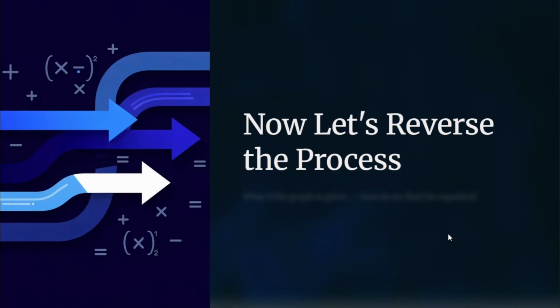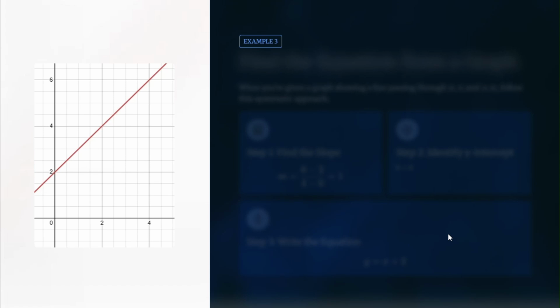Now let's reverse the process. What if the graph is given? How do we find the equation? So let's say that I have this graph right here, and I'm given a graph showing a line passing through the point (0, 2) and the point (4, 6) right here.